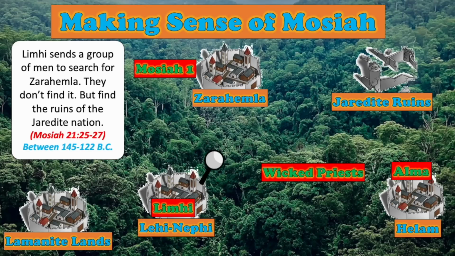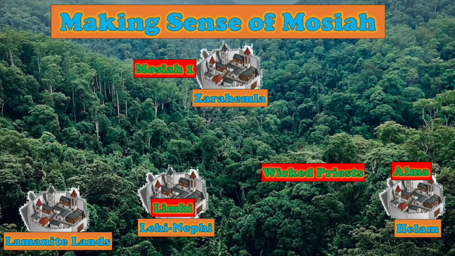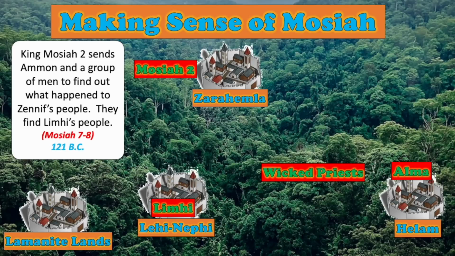Now back in Zarahemla, during all these years, Mosiah has been succeeded by Benjamin, who has then been succeeded by Mosiah II. And Mosiah II decides to allow a man named Ammon and a group of others to try and find out whatever happened to the people of Zeniff, who had left all those years before. And in their search, they do stumble upon Limhi's people in the city of Lehi-Nephi. That story takes us all the way back to Mosiah chapter 7 through 8.